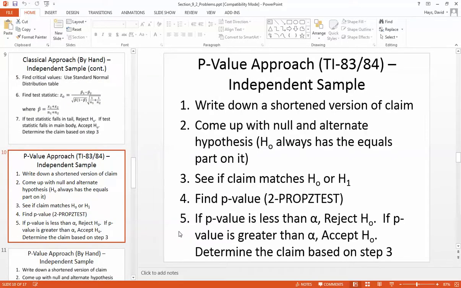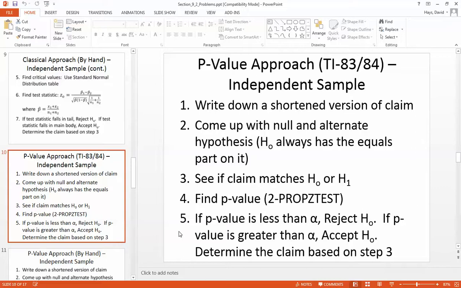So here's the one we're going to be using. P-value approach, TI-83/84, independent sample. Step 1, write down a shortened version of the claim. Step 2, come up with a null and alternate hypothesis. H0 always has the equals part on it. Step 3, see if your claim matches H0 or H1. Step 4, find the p-value. We're going to use 2-PropZTest for this.